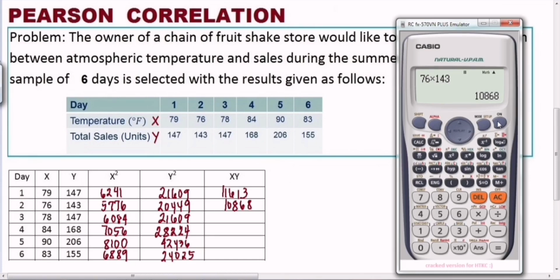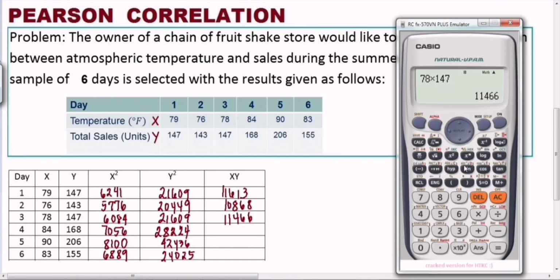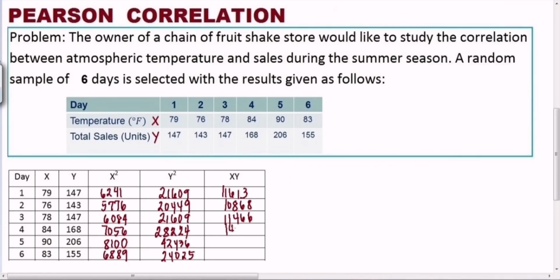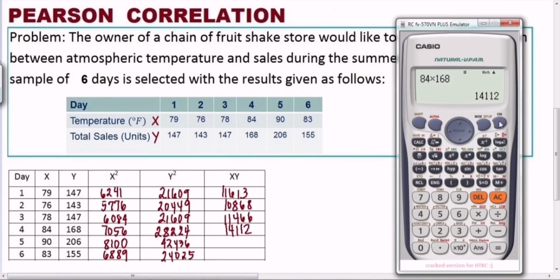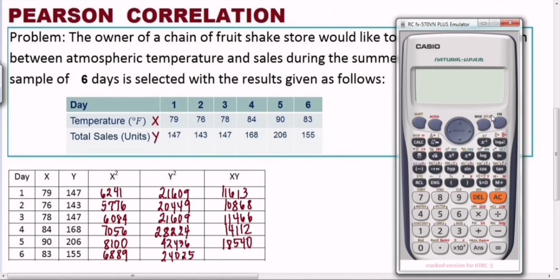And then the following numbers are 78 times 147. So 11,466. And then the next one is 84 times 168. So 14,112. And then the next one would be 90 times 206. So 18,540. And then the last row, I mean, 83 times 155.